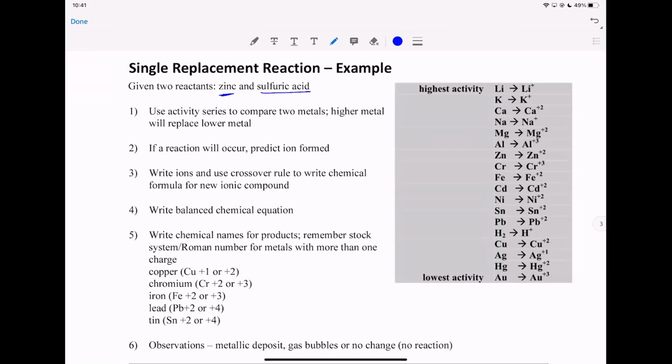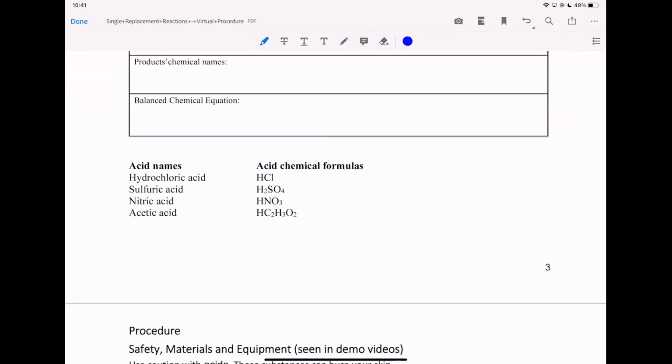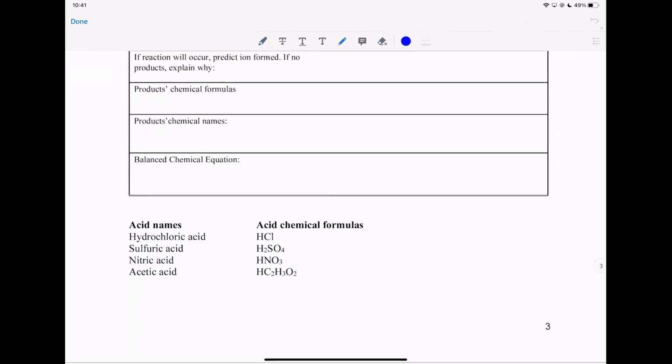But one thing to point out for this lab is that the name sulfuric acid, you won't know how to write the chemical formula. And so that's because we haven't learned to write those acid chemical formulas yet. So what I'm pointing out to here is on this, you have the names of acids: hydrochloric acid, sulfuric acid, nitric acid, and acetic acid. And you have those chemical formulas given to you here.